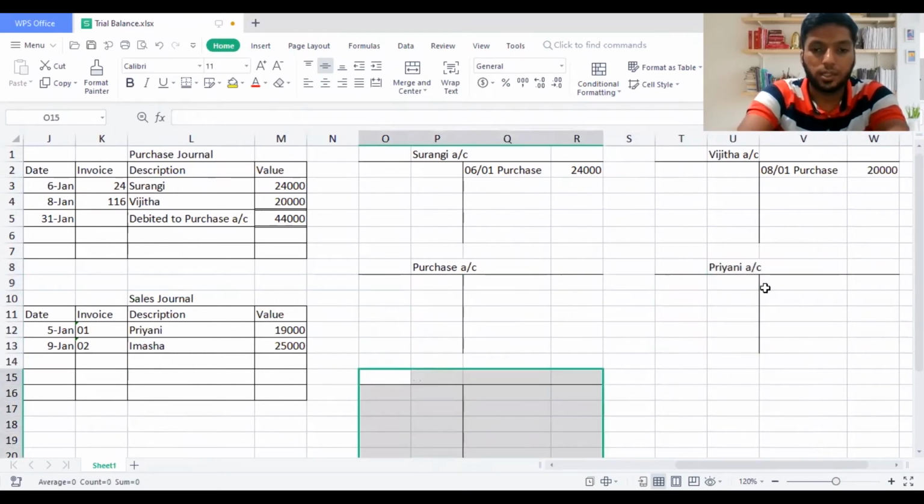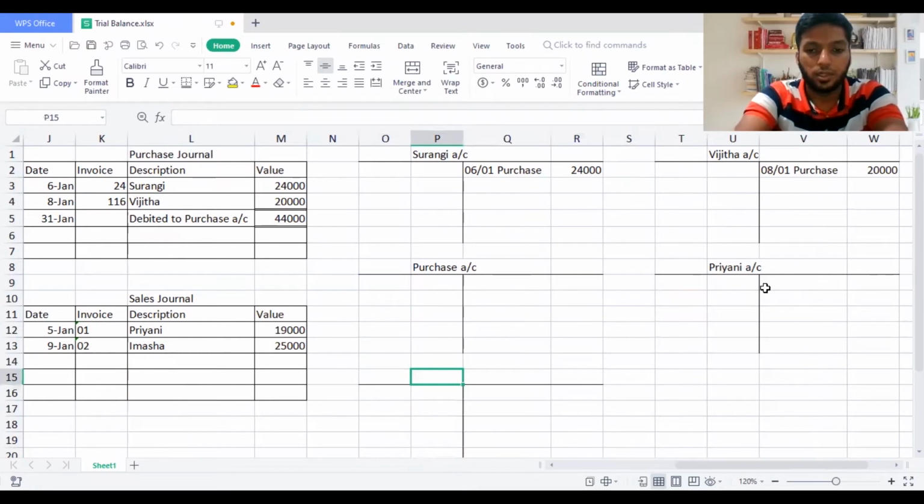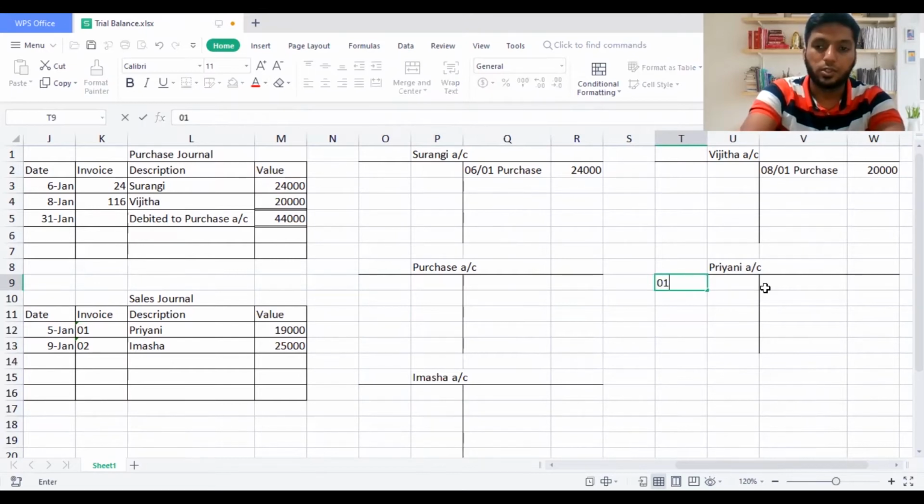All these accounts, guys, that's easy when you are doing a ledger. Once the account is taken down, then it's easy for us to record. So for Priyani's account, we're going to write that it's a credit customer. So trade receivables is a current asset. It will fall under the debit side. So January 1st.